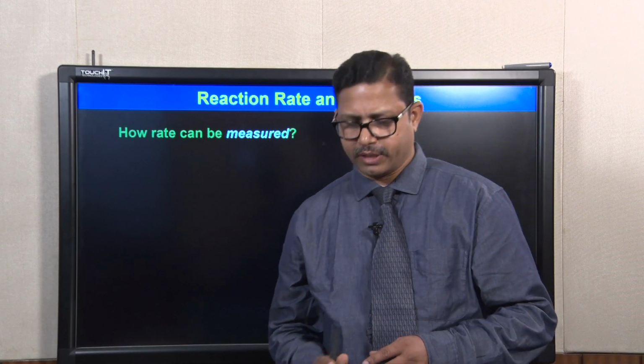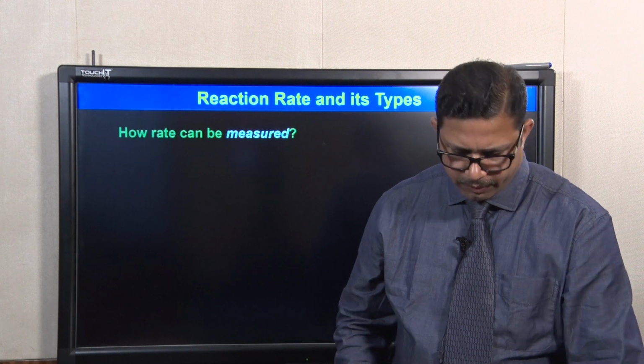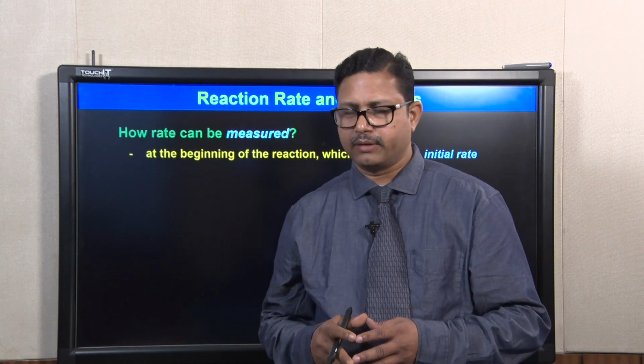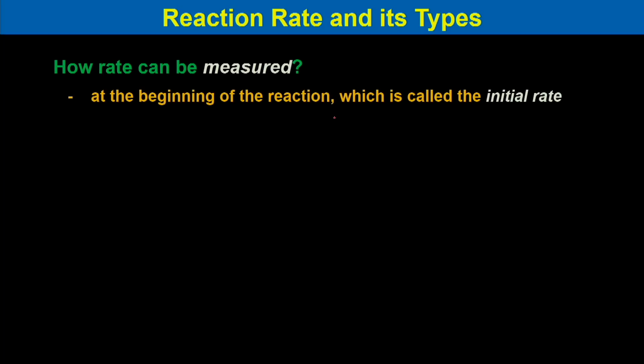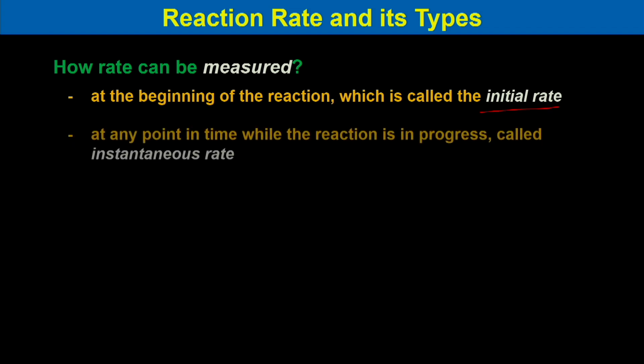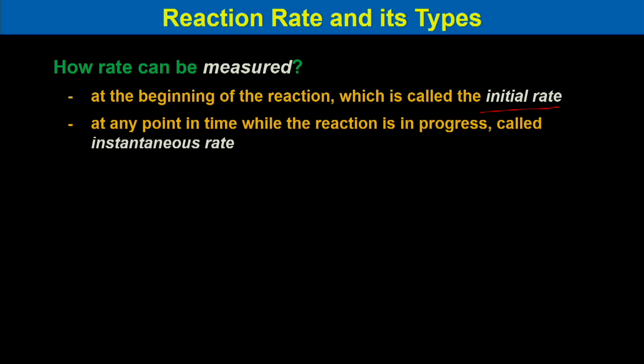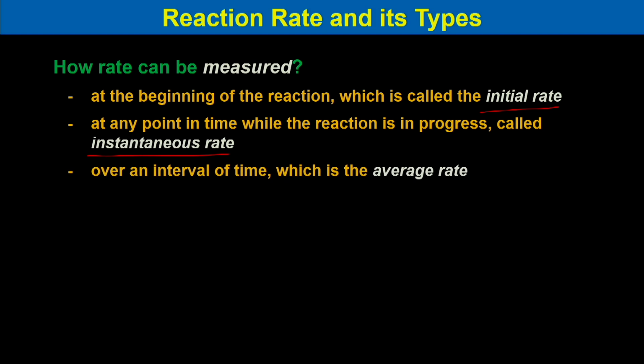How can rate be measured? We can measure the rate in three different ways. One is at the beginning of the reaction, which is called the initial rate. Secondly, we can measure the rate of reaction at any point of time as the chemical reaction progresses, so we call it the instantaneous rate. And the third way, we can do over an interval of time, where we calculate the average rate.